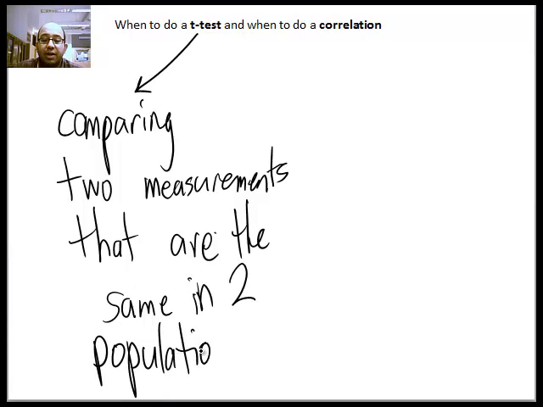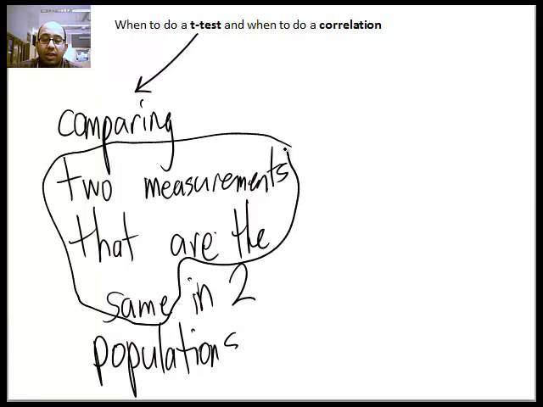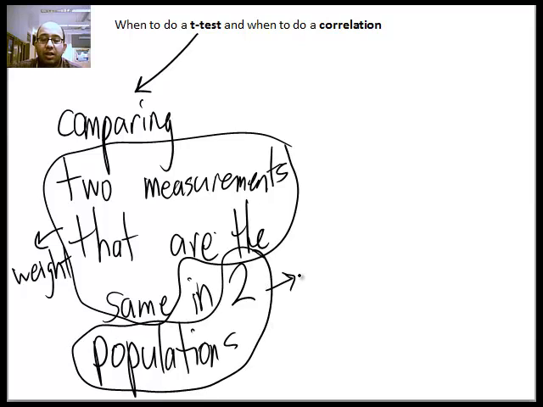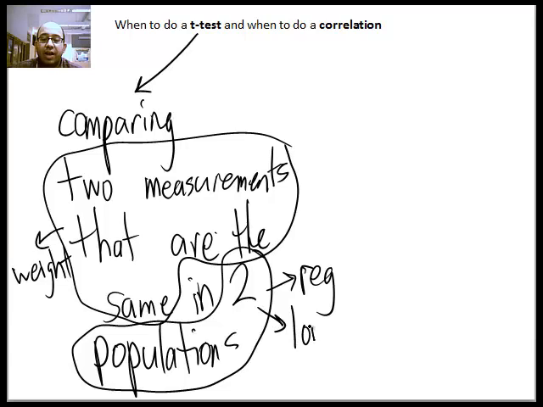If you remember back to my previous video, I said that you have a mouse that's fed a regular diet and you have a mouse that's fed a low-fat diet. You're comparing the weight, which is two measurements that are the same, right, in that example, the weight. You're measuring in two different populations. The two populations are the regular diet mice and the low-fat diet mice.